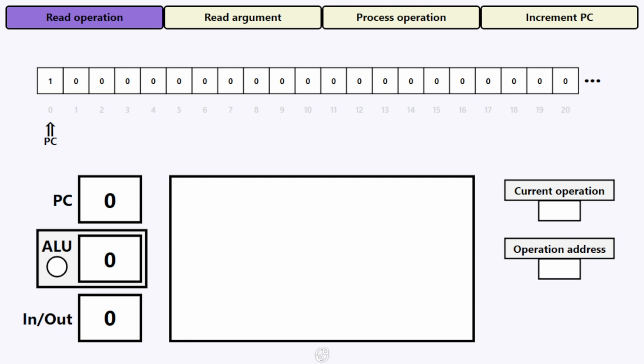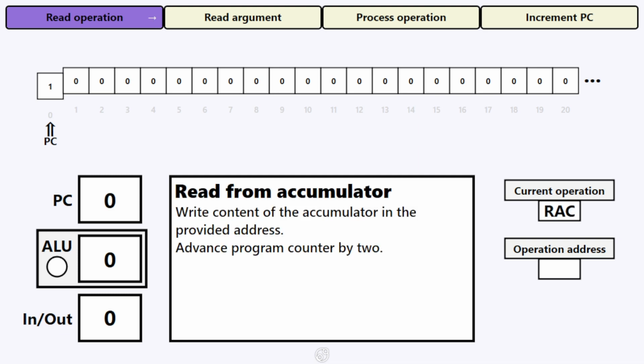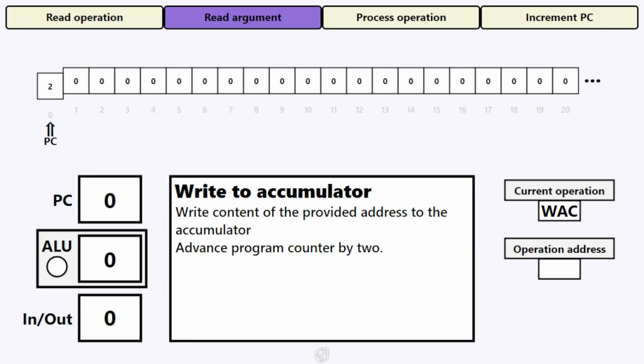Then, one you already know, read from accumulator, write some memory address to the accumulator. We have write to accumulator. Sorry, I got those mixed up. The read from accumulator was, of course, writing to memory cell from accumulator. Write to accumulator is writing from a memory cell to accumulator. Then we got an interesting one.